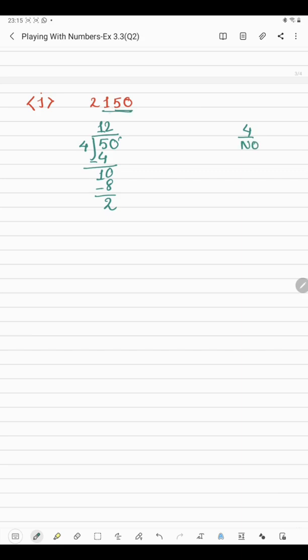And to check the divisibility by 8, we need to take the last 3 digits, which is 150. So we will have to divide by 8. So 8 1s are 8. So 15 minus 8 is 7. So 0 will come down. Now 8 8s are 64. 8 9s are 72, which is greater than 70. So we'll take 8 8s are 64. So we have 6 as remainder. So we can say that since 150 is not divisible by 8, that means 2150 also will not be divisible by 8. So we'll write no.